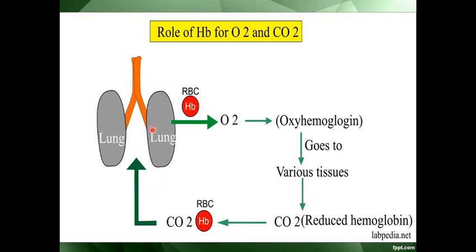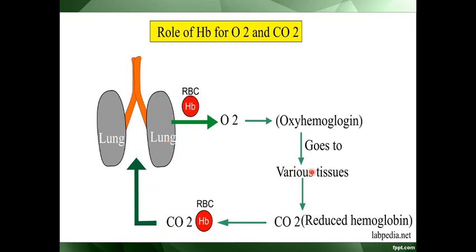Hemoglobin from the lungs combines with oxygen. I told you that the lungs are a well of oxygen. Hemoglobin combines with the oxygen, and the oxyhemoglobin goes to various tissues, where carbon dioxide is produced. You have seen how carbon dioxide is produced. Bicarbonate combines with the hydrogen ion from the reduced hemoglobin, and then carbonic acid is formed, and this carbonic acid is decomposed into carbon dioxide and water, and this carbon dioxide is carried to the lungs for expiration.